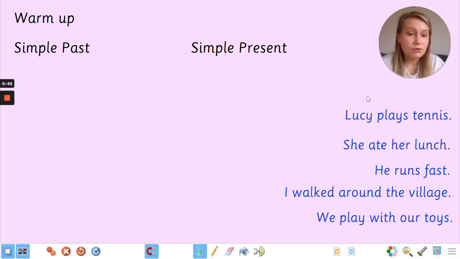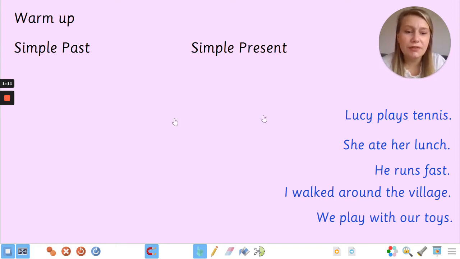Once you've done that, you will see that here we have got some sentences written in blue, and I would like for you to write each of these sentences in the correct side of your table. So if you think that it's a past tense sentence, you will write it under simple past, and if you think it is a sentence written in the simple present tense, you will write it under simple present. So please pause the video, have a go at this challenge, and we'll come back together and look at how you've got on.